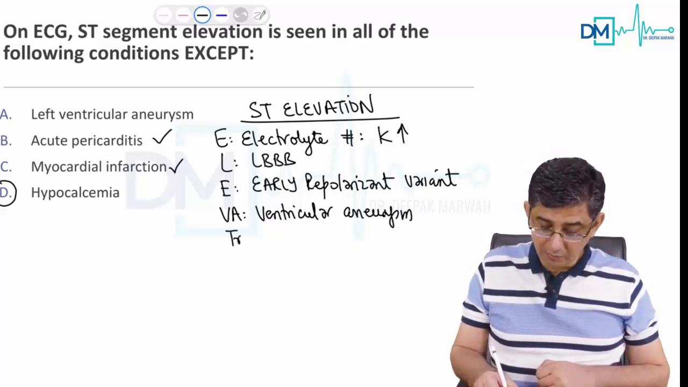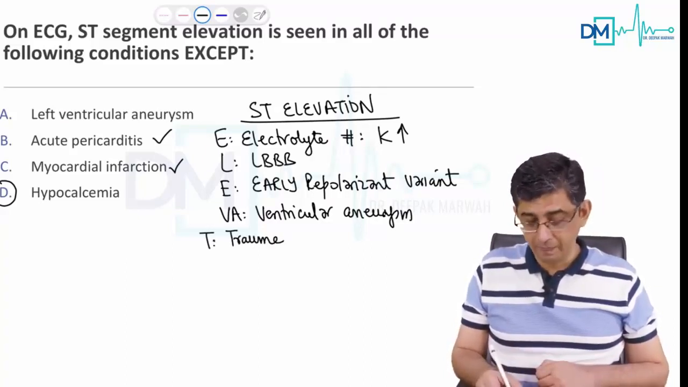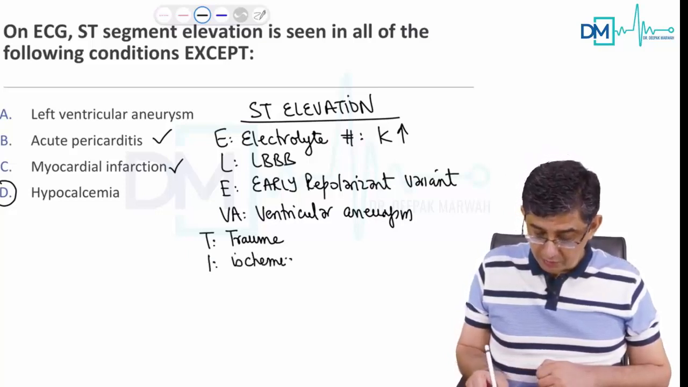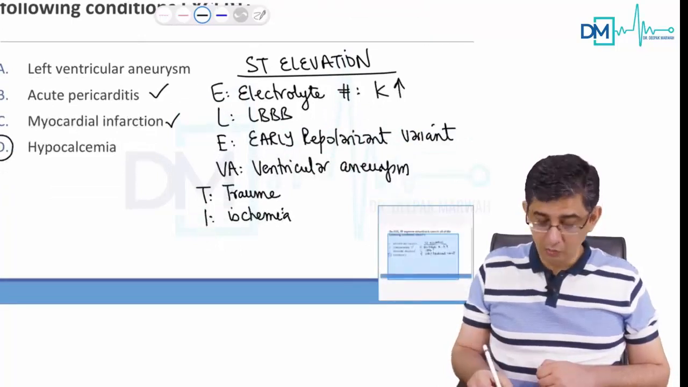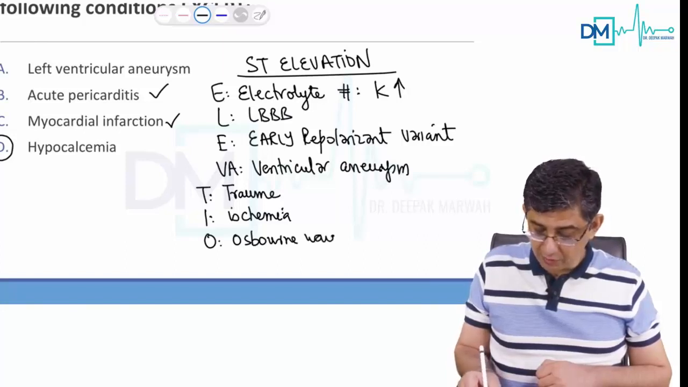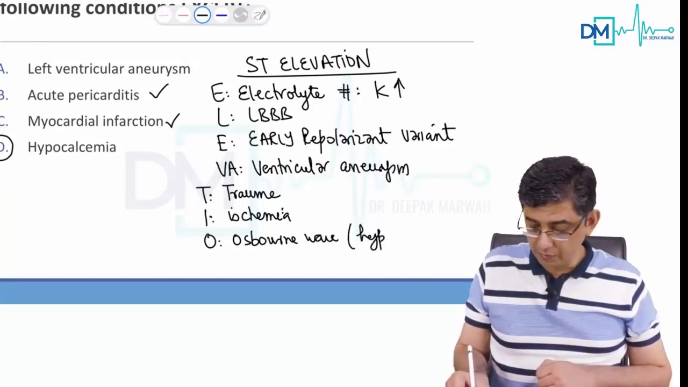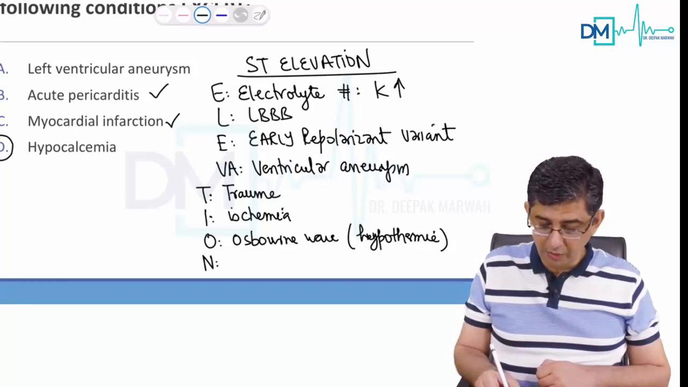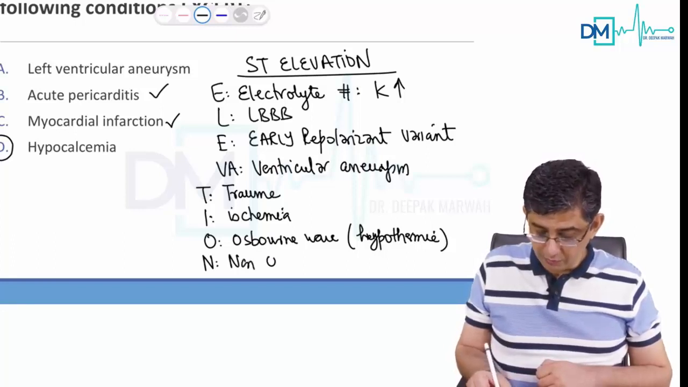T stands for trauma. The trauma could be with respect to pericardiocentesis. I would stand for ischemic injury, that is myocardial infarction. Alphabet O of elevation would stand for Osborn waves. Osborn waves are a feature seen in patients having hypothermia. In fact, the MCQ on Osborn wave was asked in the NEET exam, January 2019. And alphabet N would stand for non-occlusive vasospasm.